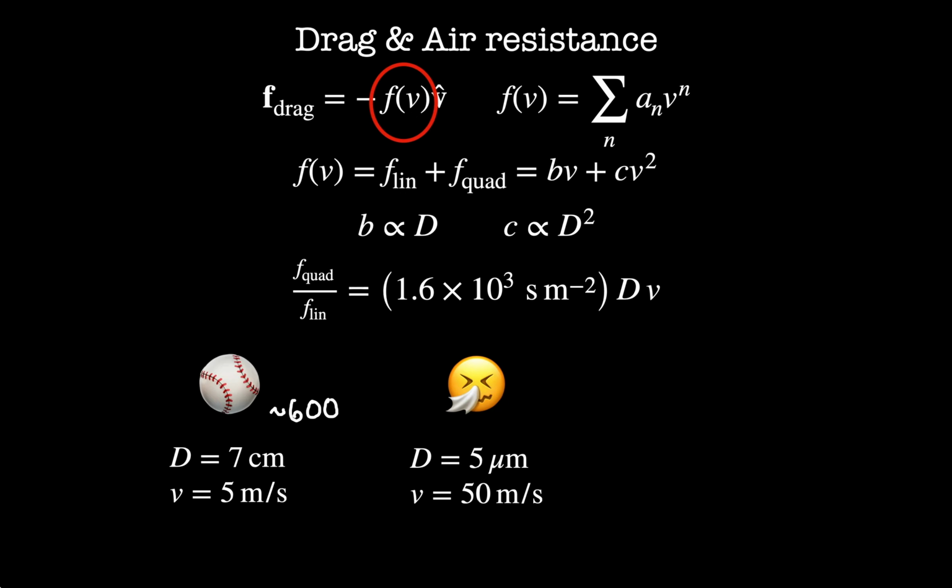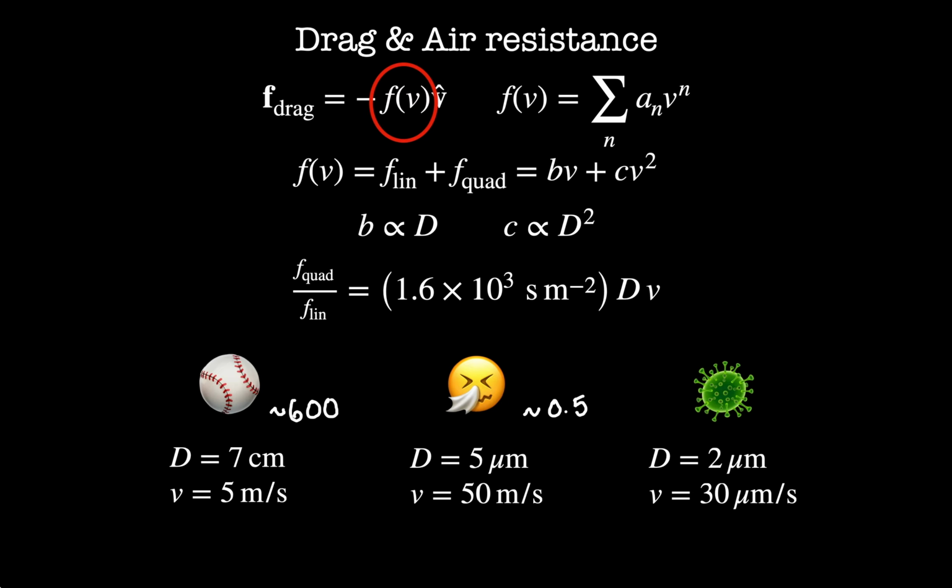If I were to look at a sneeze, for instance, the droplets leaving my nose are approximately 5 microns, and they're traveling really fast. They're traveling at 50 meters per second. And if I plug these in, I end up with a ratio of quadratic to linear of about 0.5. So this is saying that both quadratic and linear forces are approximately equal since this is of order 1.